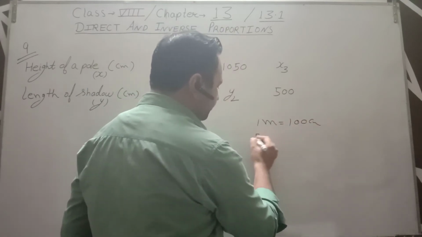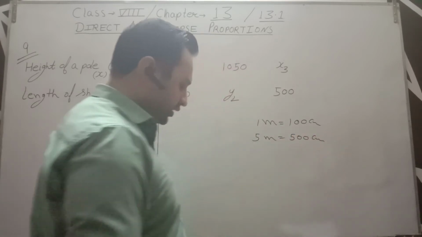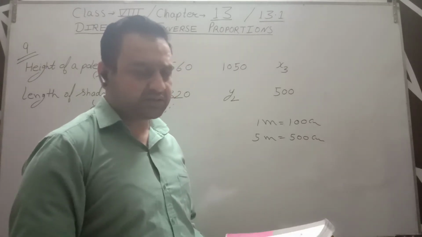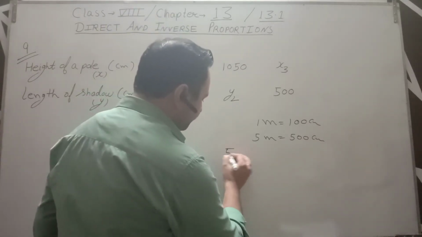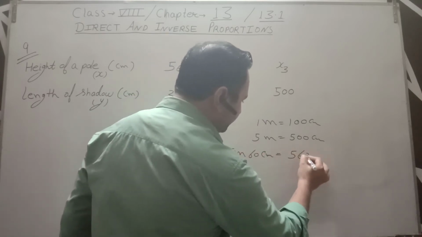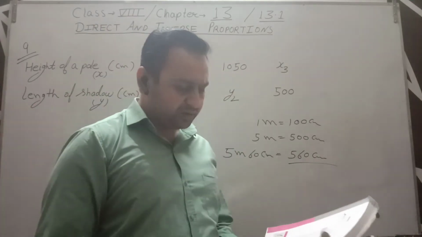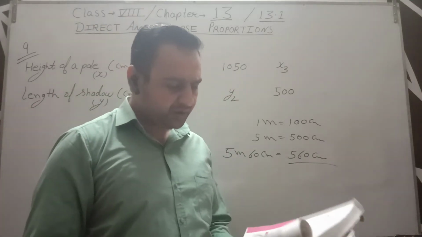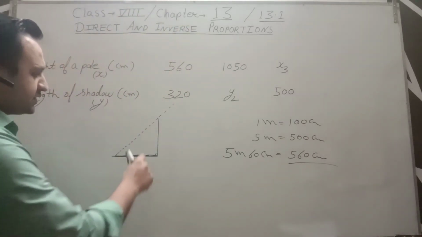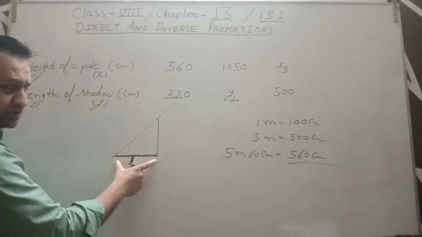So 5 meter is equal to 500 centimeter. It means 5 meter 60 centimeter can be written as 560 centimeter. Similarly, we can convert the remaining units also. Now in this question, what is given? We discuss a pole, and due to sunlight its shadow is created.